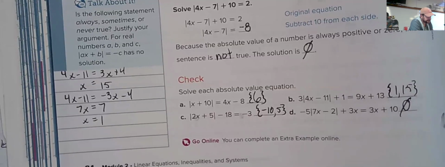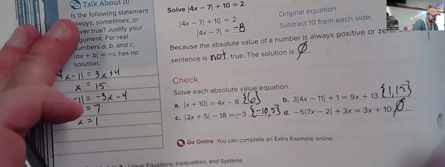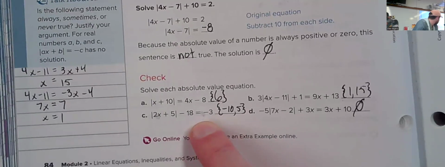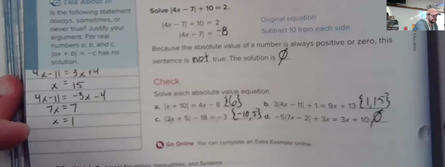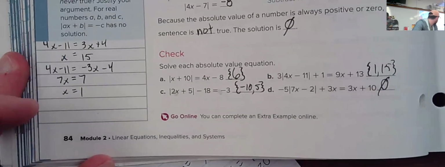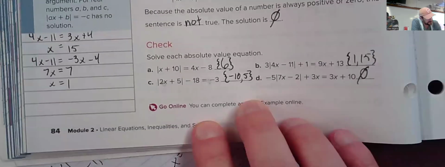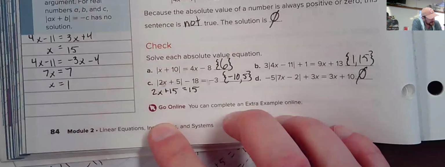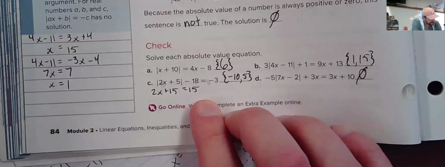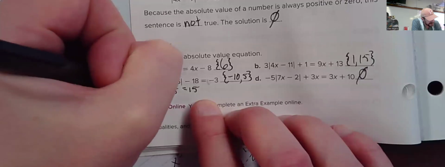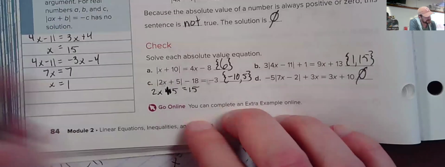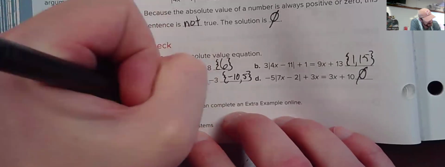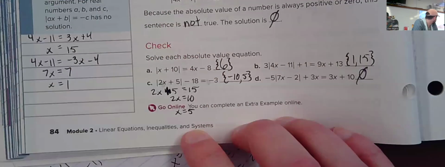For C, you'd have to add 18 to both sides, which would be 2x plus 5 is equal to 15. So we're going to have 2 cases here. The first one is 2x plus 5 equals 15. I'll just go ahead and write this underneath here. If we subtract 5 from both sides, it'll be 2x equals 10. Divide both sides by 2, and x equals 5. That's one of our solutions to that one.